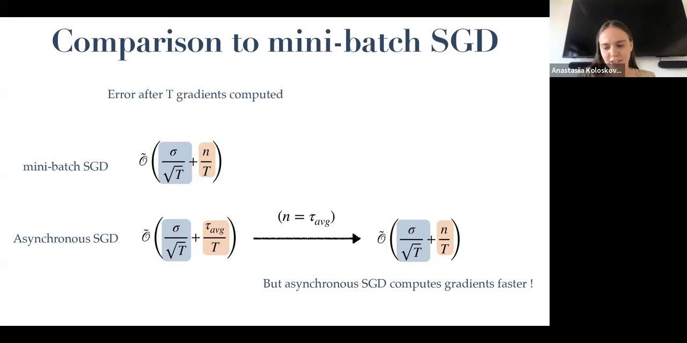So we did not do experiments. I did not do experiments myself on deep learning, but I would still expect that it might be slower, because you still might have this generalization gap. But I don't know exactly.